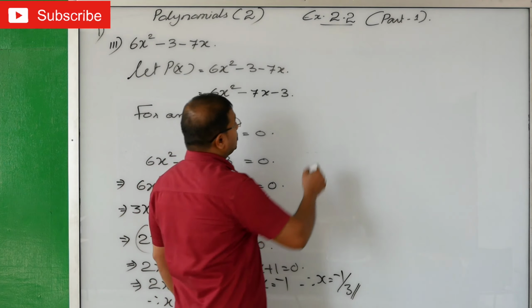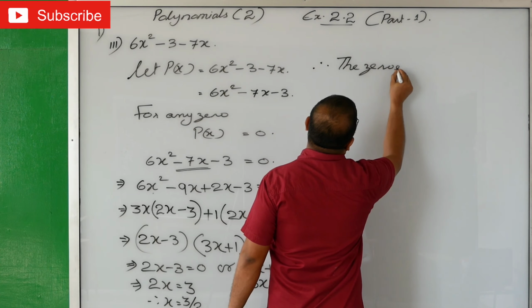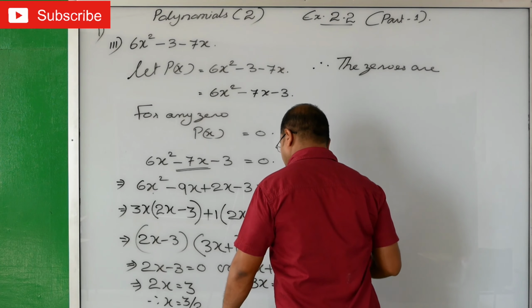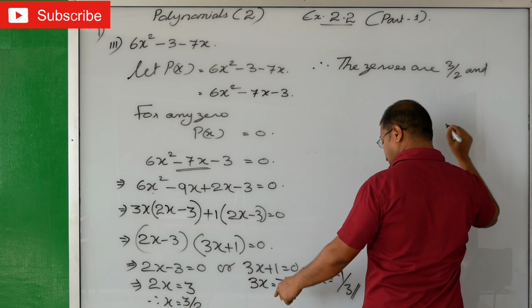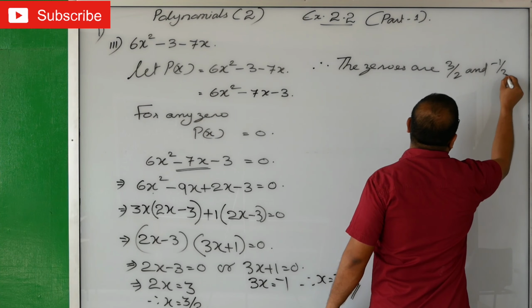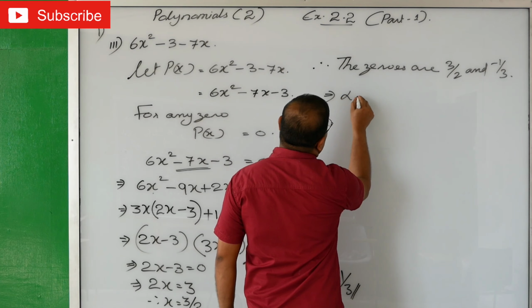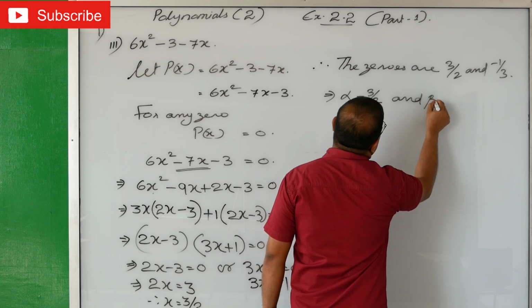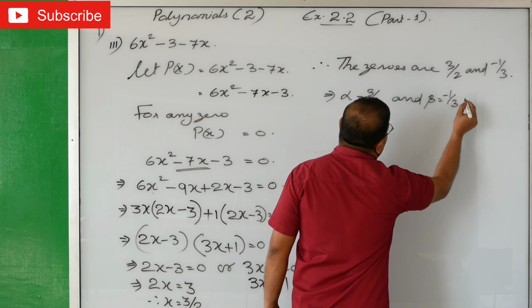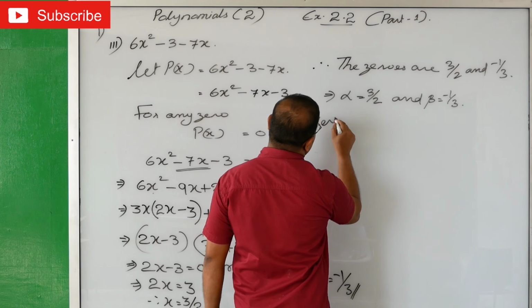So therefore, the zeros are 3 by 2 and minus 1 by 3. Ready? That implies the zeros mean we can write alpha equals 3 by 2 and beta equals, what is that? Minus 1 by 3. Now we'll go for the verification.